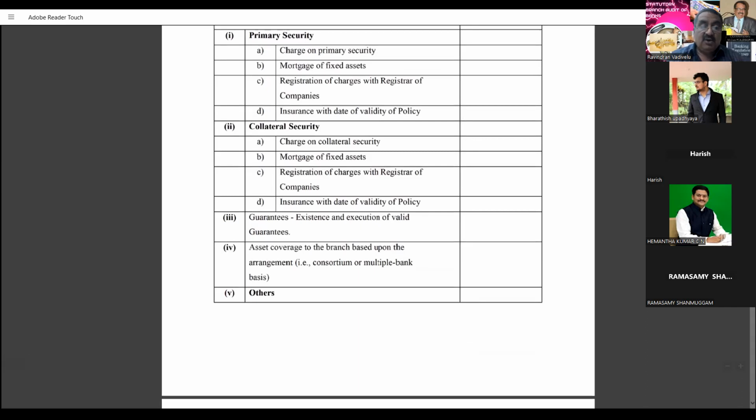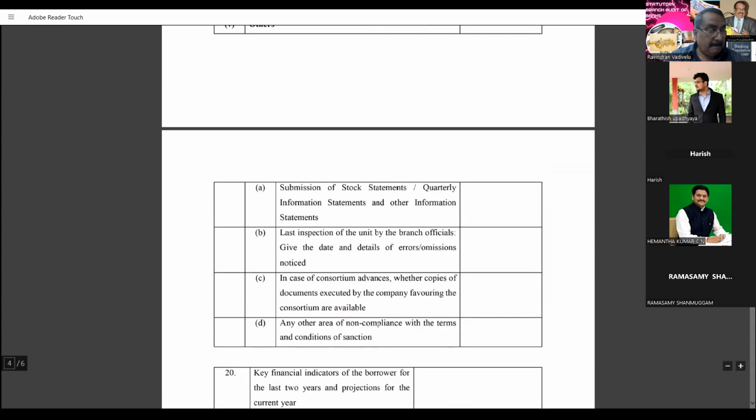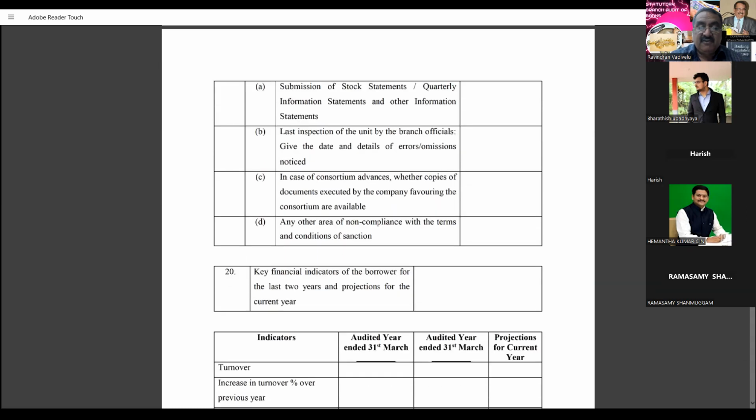So this annexure, you can get, if time permits. If time does not permit, then after the completion of this work, I will definitely call you and share this annexure 3 by mail. And asset coverage, what is the asset coverage? Okay, submission of the stock statement, whether it is quarterly or whether QS statements have been submitted or not. And what is the last inspection of the unit done by the branch? What is the last date of inspection, that you have to give. And in case of consortium advances, whether copies of the documents executed by the company in favour of the consortium are available. Any other area of non-compliance.